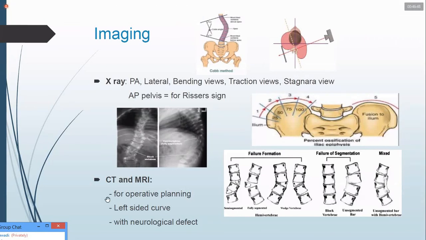CT and MRI for operative planning, for a left-sided curve. The common one is the right-sided one. If it's left-sided, then we need to do CT and MRI, also with a neurological defect.